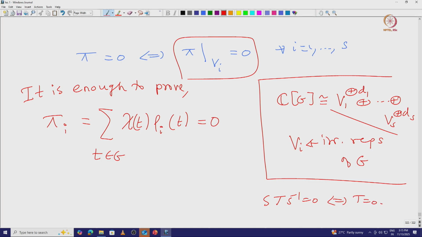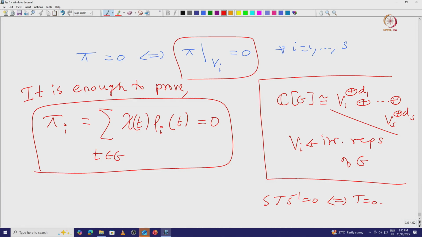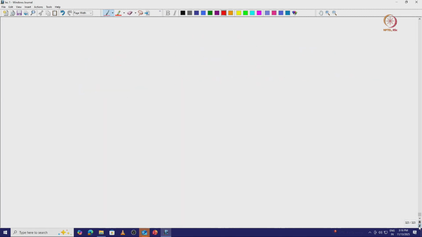So, that is what we are using here. That means we can just simply prove that this operator pi I is 0. Now let us look at this pi I. This pi I is nothing but summation chi t rho I t, and we want to prove that this is indeed 0. Now we can actually drop this I, so we can just simply call it rho, and then this is pi rho.